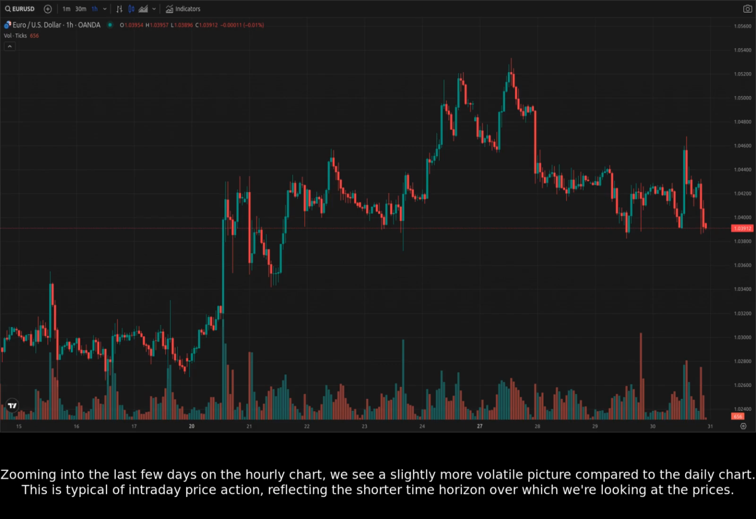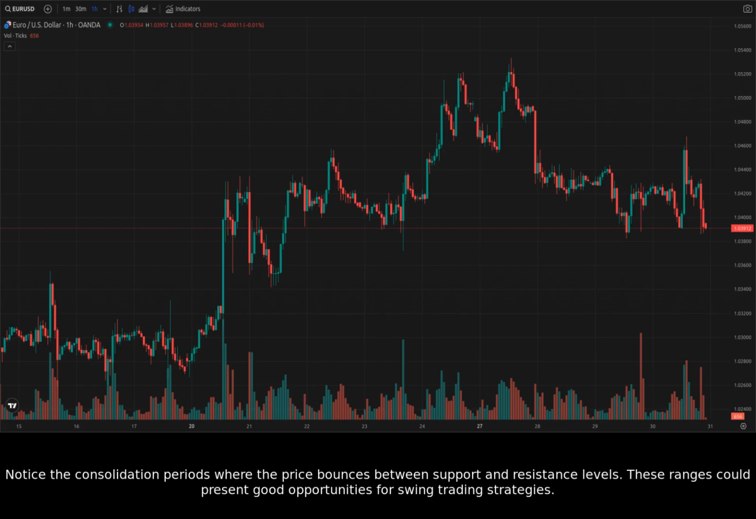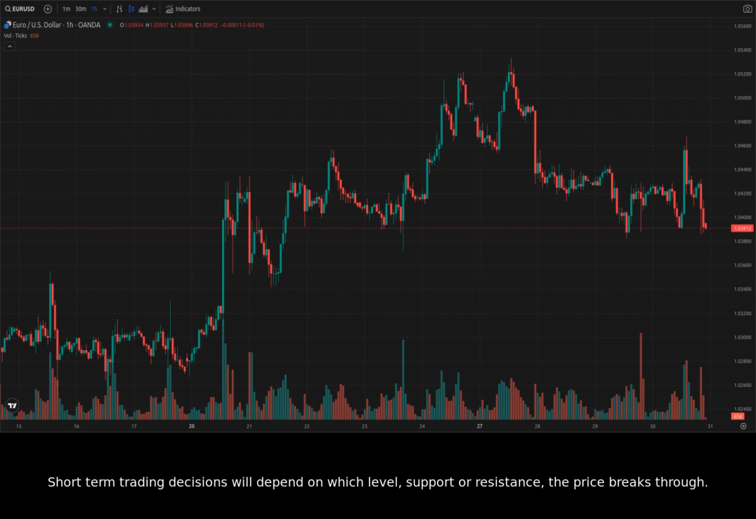Zooming into the last few days on the hourly chart, we see a slightly more volatile picture compared to the daily chart. This is typical of intraday price action, reflecting the shorter time horizon over which we're looking at the prices. Notice the consolidation periods where the price bounces between support and resistance levels. These ranges could present good opportunities for swing trading strategies. Short-term trading decisions will depend on which level, support or resistance, the price breaks through.